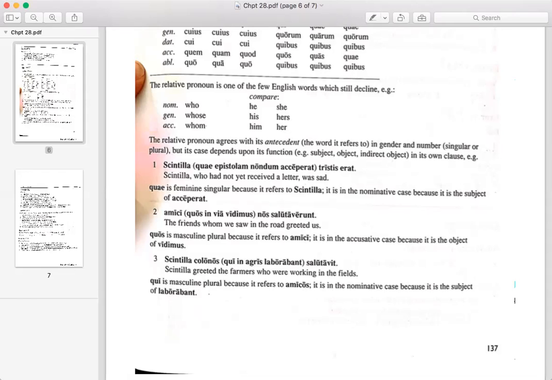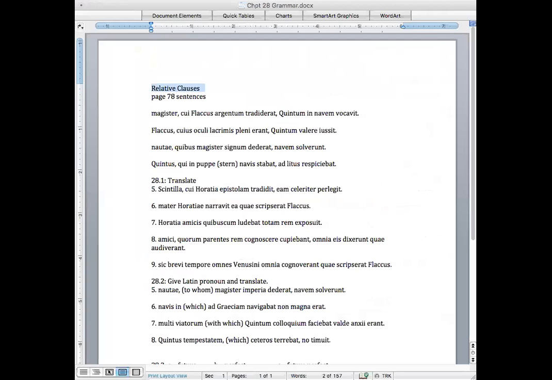Okay, let us move now to your grammar exercises. So I'm going to do this in a Word document so that I can type and also highlight. Let's just switch over there. Okay.